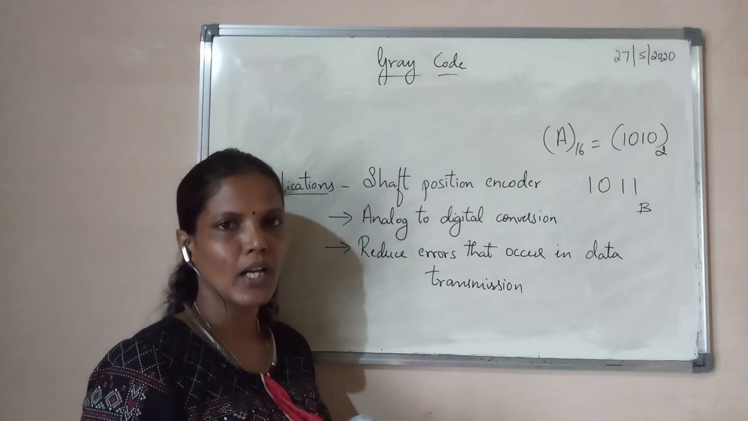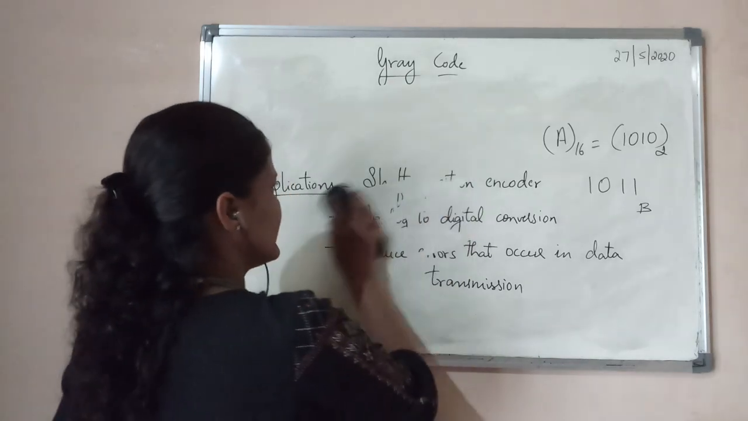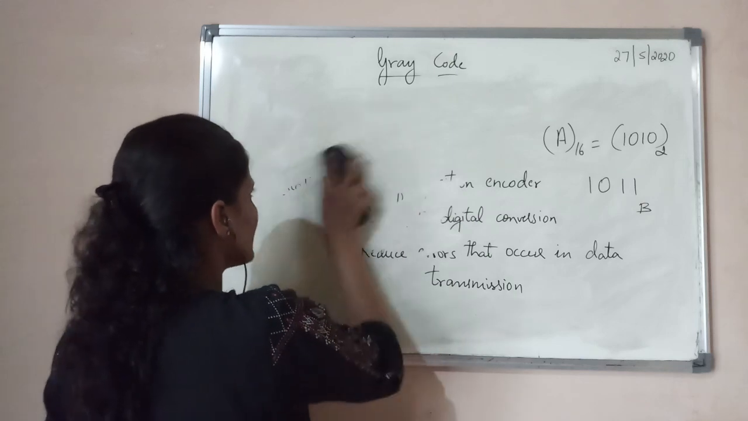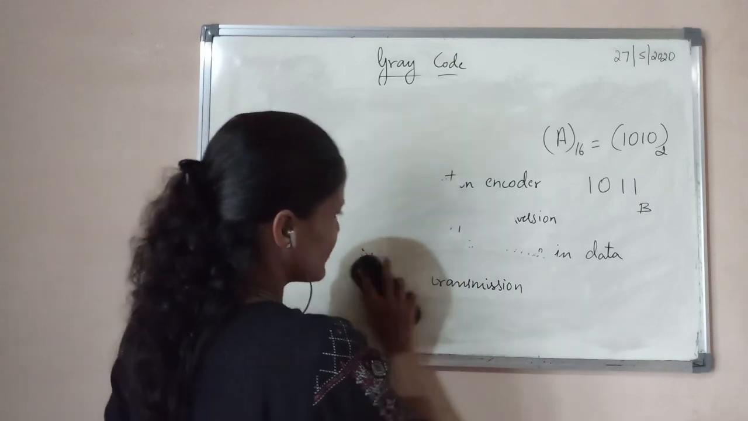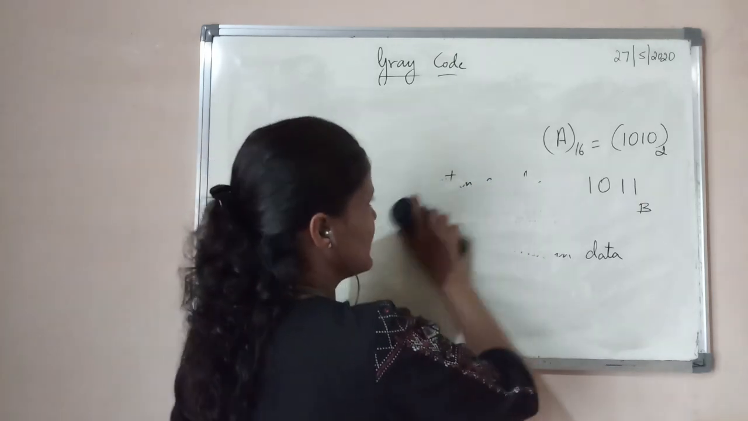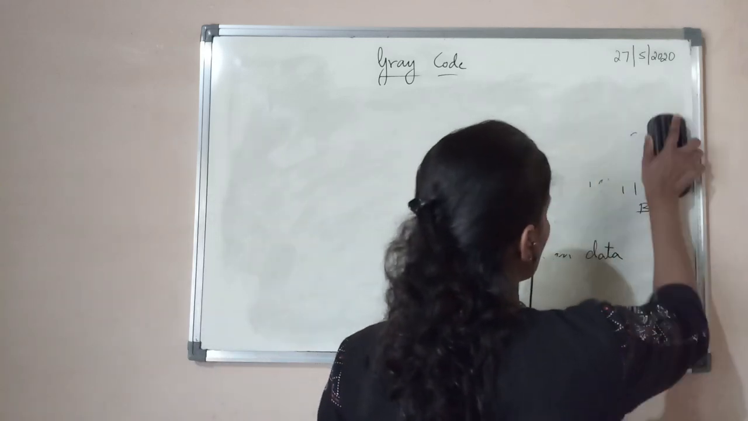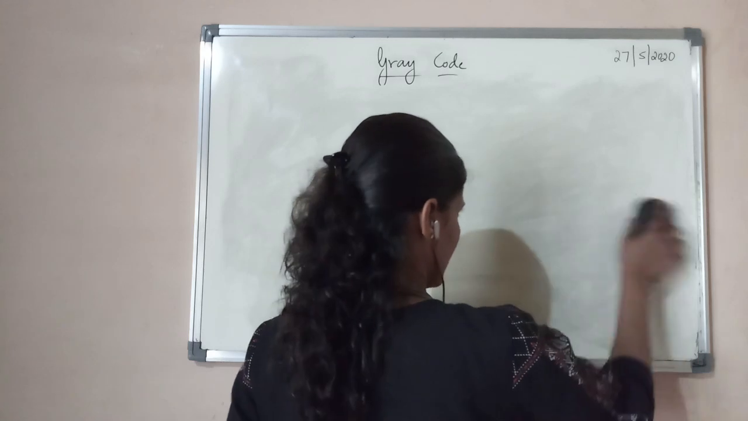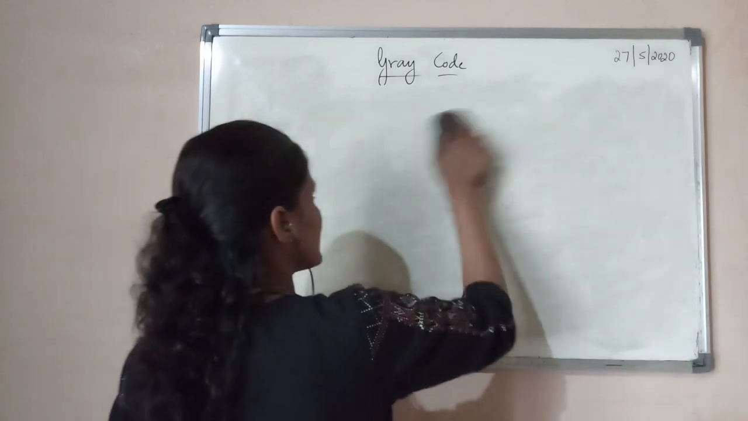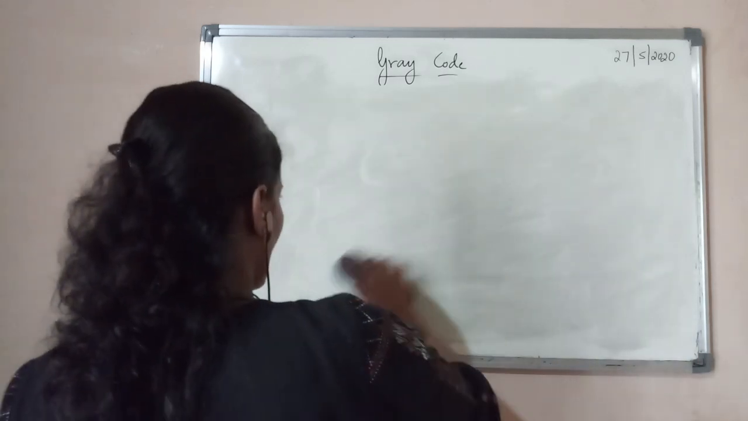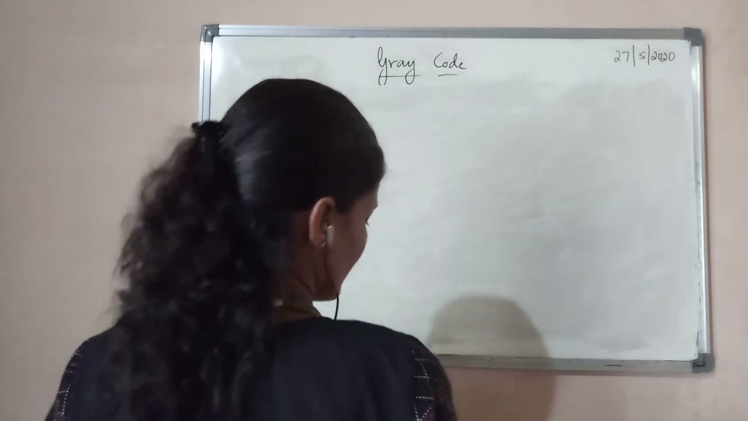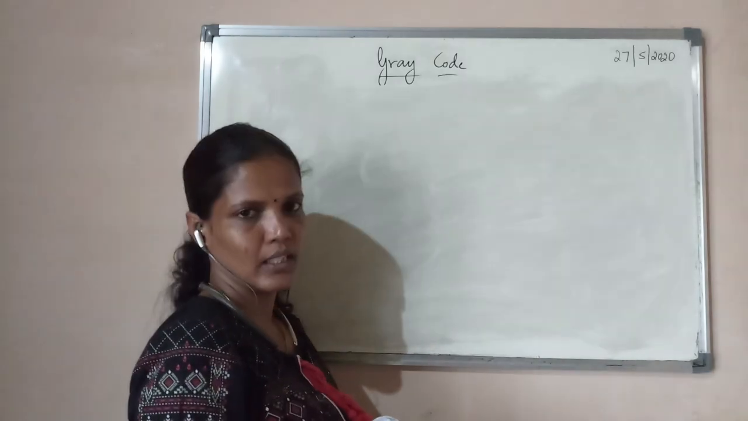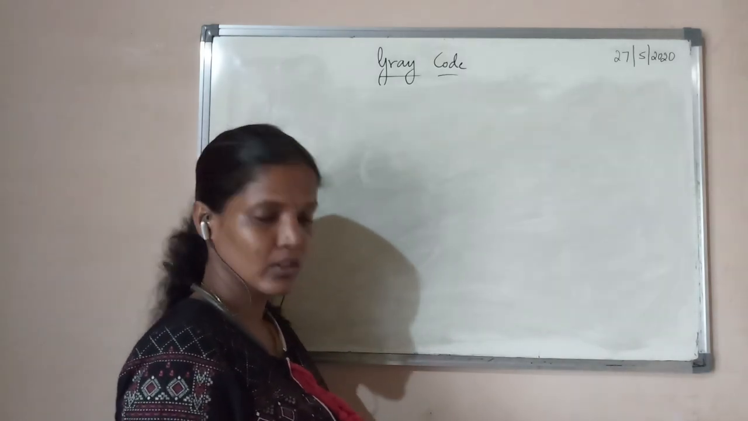So these are some of the applications of the Gray code. Next, we are going to see how to convert a given binary number into Gray code or vice versa. First, let us see how to convert a given binary number into Gray code. After the explanation of this conversion, I am going to give you some homework problems, and I want you to solve those problems and send me the pictures of those separately.